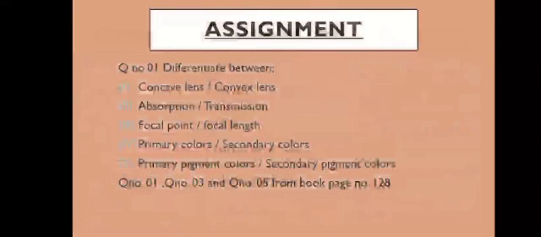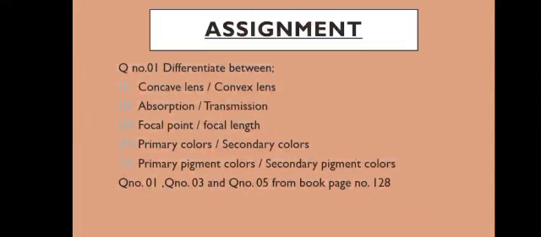Now students, this is your assignment which you have to do in your journals. Question number 1: differentiate between convex lens and concave lens. Number 2: absorption and transmission. Number 3: focal point and focal length. You have to differentiate between primary colors, secondary colors, primary pigment colors, and secondary pigment colors. Then do question number 1, question number 3 and question number 5 from book page number 128 from your textbook.